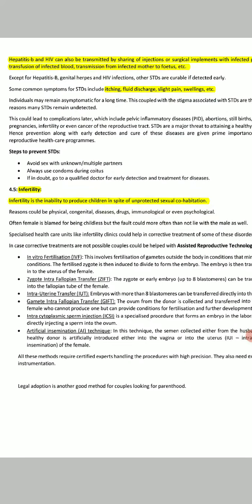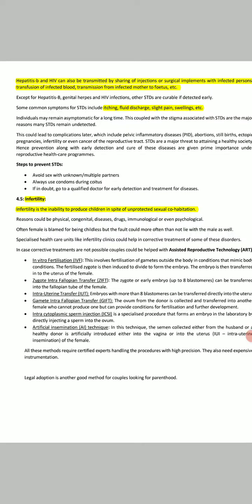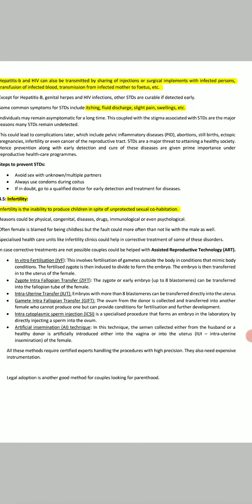So there are some treatment procedures for infertility, for infertile couples. These different techniques are a boon for infertile couples. All of these are commonly called assisted reproductive technologies.